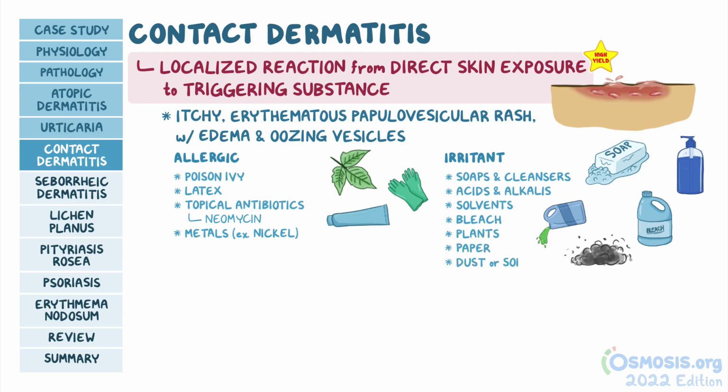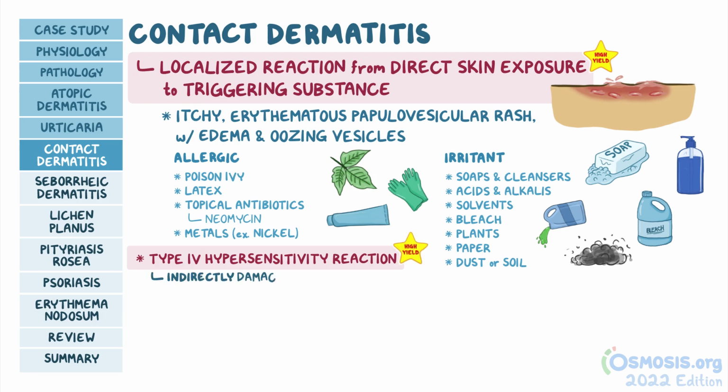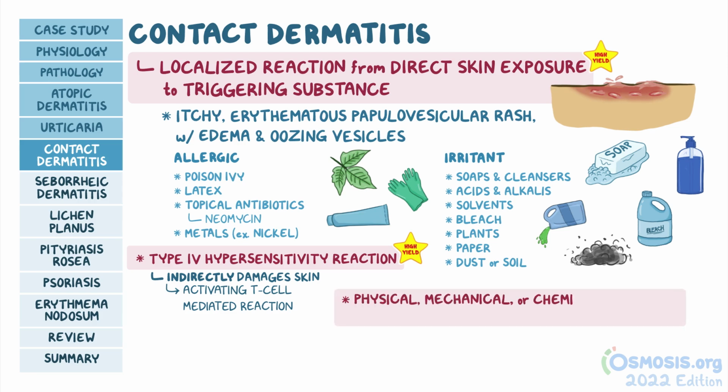Irritant contact dermatitis is caused by things such as soaps and cleansers, acids and alkalis, solvents, bleach, plants, paper, and dust or soil. Allergic contact dermatitis is due to type 4 hypersensitivity reaction, where the triggering substance indirectly damages the skin by activating a T-cell mediated reaction at the site of exposure. In contrast, irritant contact dermatitis is due to physical, mechanical, or chemical irritation that directly damages the keratinocytes of the epidermal layer.